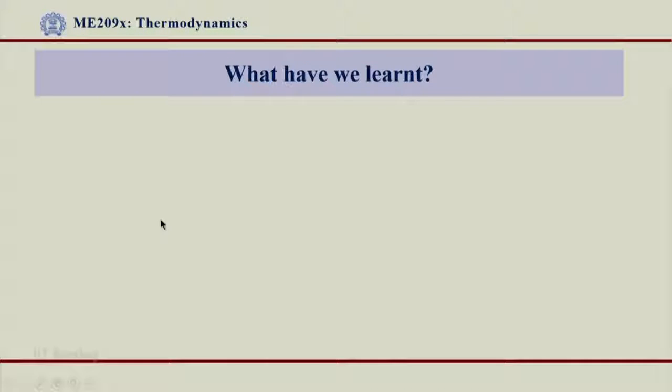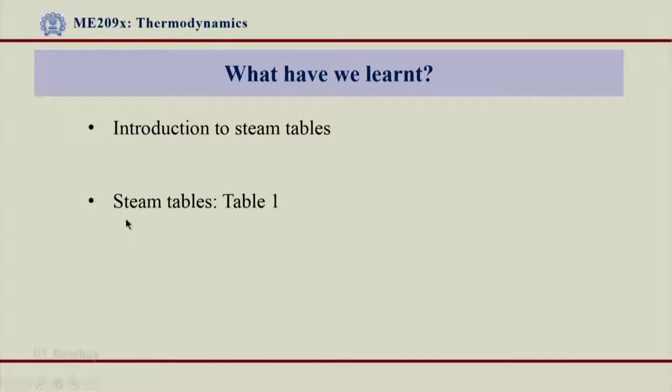So, what have we learned till now? We went through the steam table and saw table 1, table 2 and table 3, just the titles. And what we have seen now is steam table, table 1 and table 2, and we have understood the concept of temperature as a base and pressure as a base.